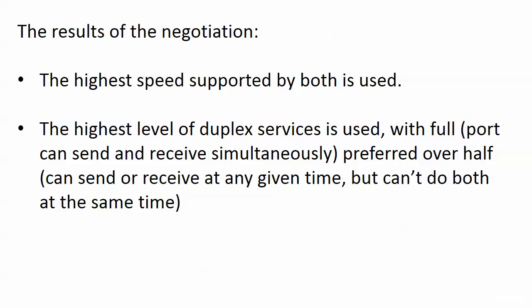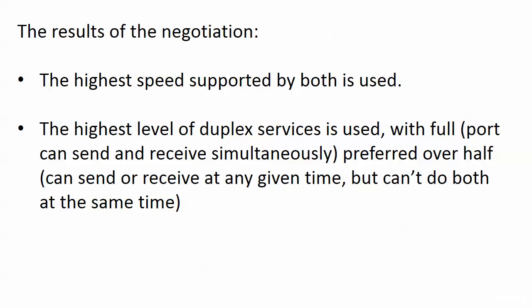The results of the negotiation will not surprise you. The highest speed that is supported by both is going to be used. So that prevents one device or the other from being overwhelmed by data. If one end is an Ethernet connection and the other is Gig Ethernet, an outlandish example I grant you, the Ethernet port would have a hard time keeping up with that. And of course, it wouldn't be able to keep up with a Fast Ethernet port either.